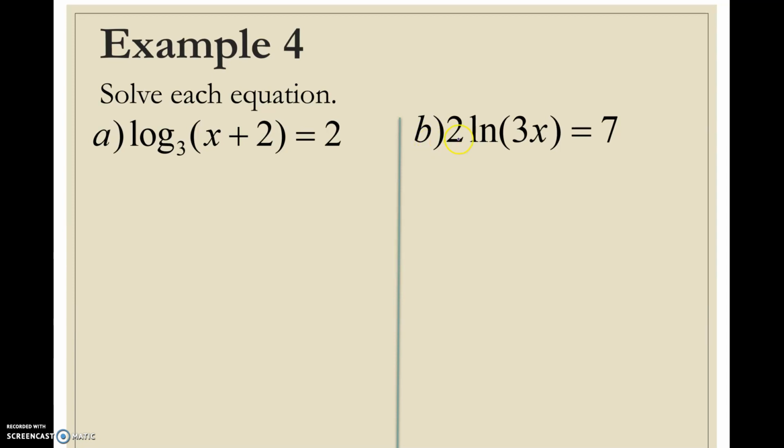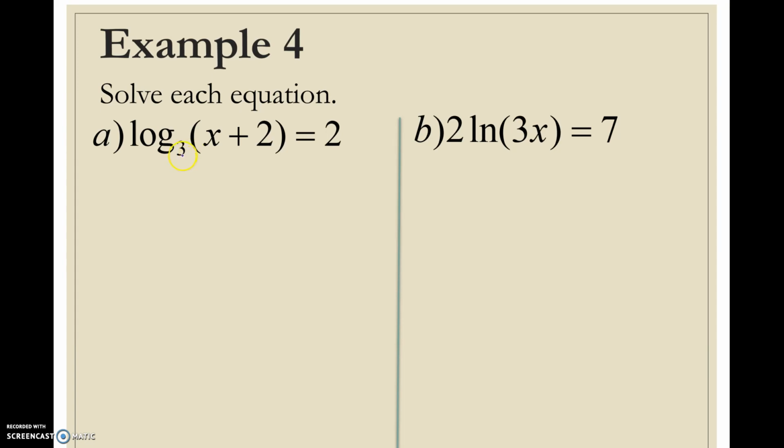So take a look at B. Do you see how there's a 2 in front? You would want to get ln of 3x by itself before you changed forms. In A, it's already by itself, so we're good to go. We're basically stuck. X is inside the log. You cannot subtract 2 on both sides because plus 2 is stuck inside the log with the x. So we need to change forms.